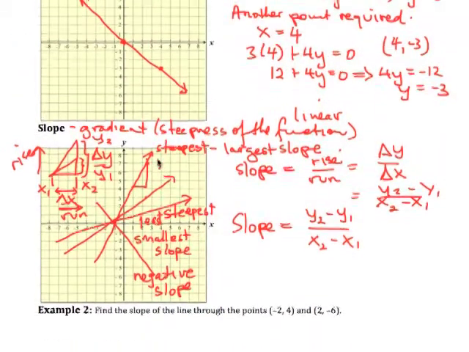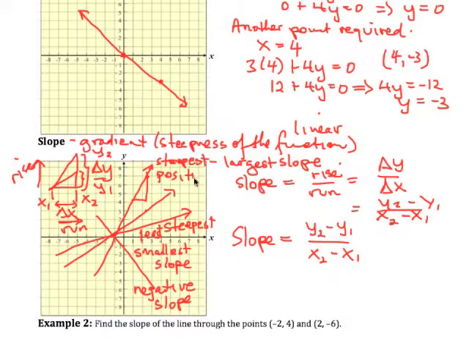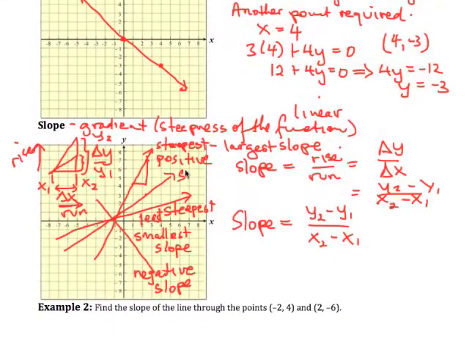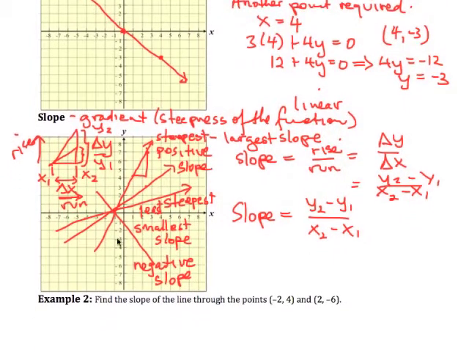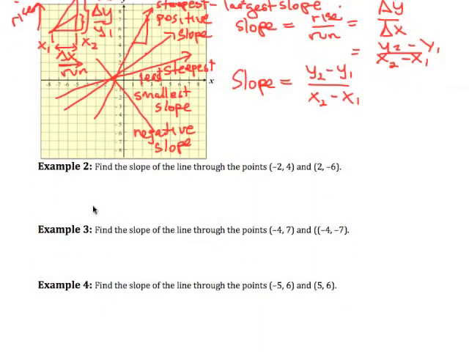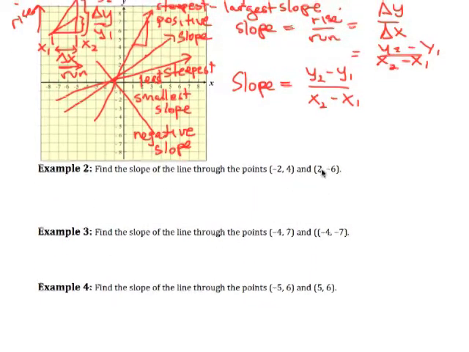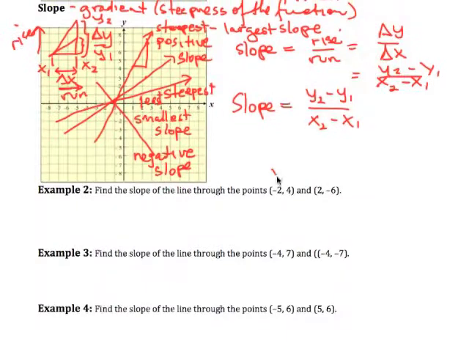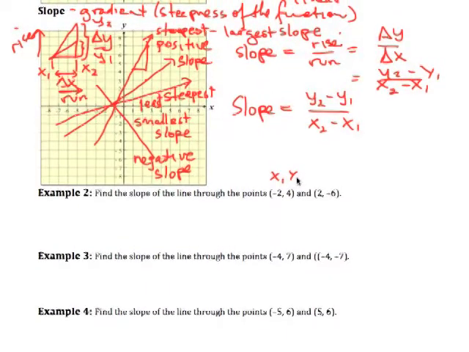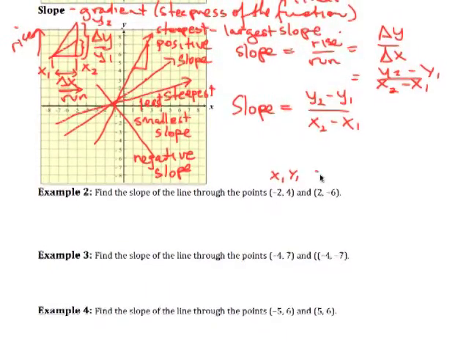And it's a positive slope when it rises to the right. Okay? All right, so let's look at an example. It doesn't matter which one of these you label as x1, y1, but be consistent when you put it into the formula. So x2, y2.